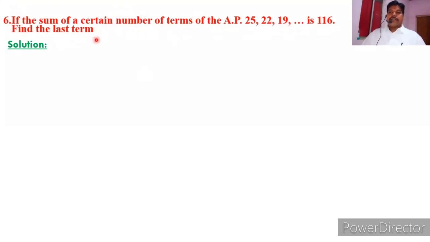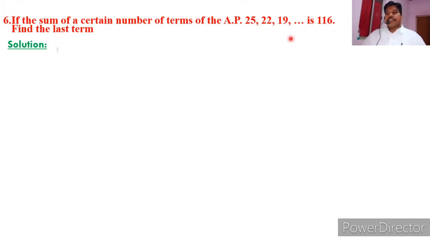Find the last term. So what the question is, they are asking you to calculate the sum of a certain number of terms in an AP. They have given one arithmetic progression here, and they are saying that the sum is 116. So the sum of a certain number of terms is already given as 116, and the question is to find the last term. They are given the sum of n terms and they are asking what the nth term is, that is the last term.